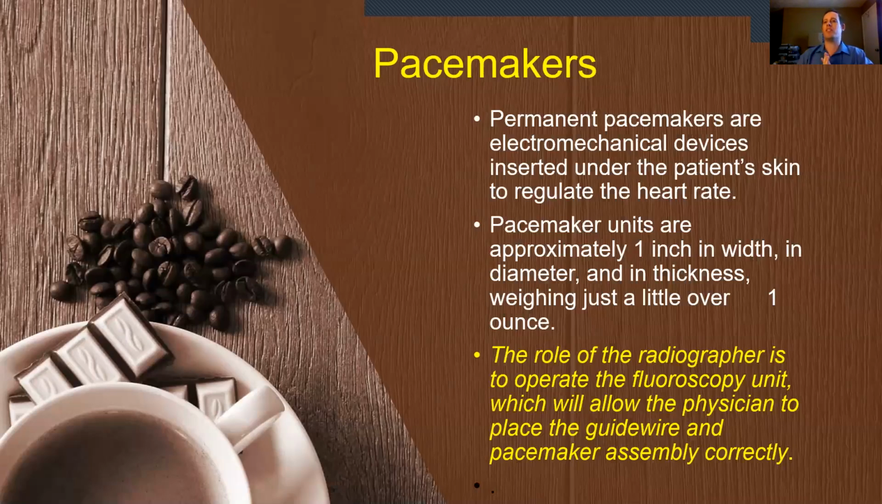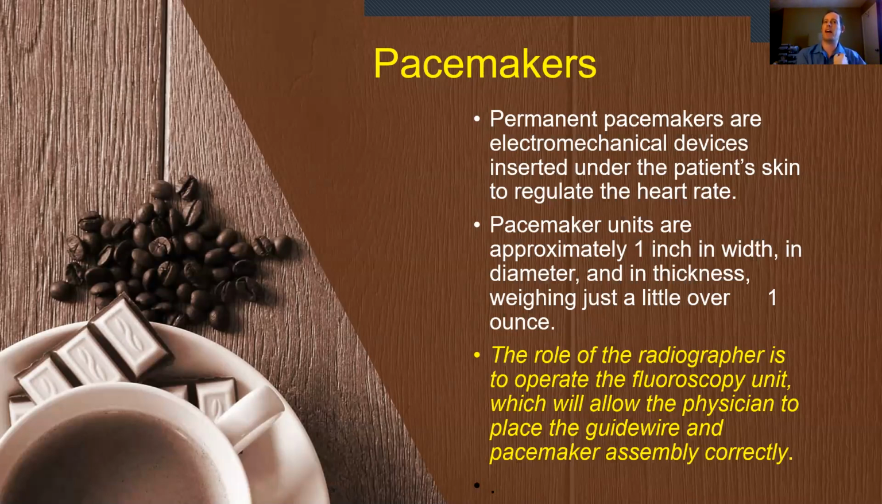Okay, pacemakers, something else that we will deal with a lot in the hospital. What is a pacemaker? That is a permanent electromechanical device inserted directly under the patient's skin. It's going to help regulate the heart rate for various patients with their heart conditions. A pacemaker is literally inserted in a flap of the skin anterior to the lungs, right above your heart. And it's not down in the heart. A lot of people think the pacemaker is in the heart. It's actually just in a flap of skin.